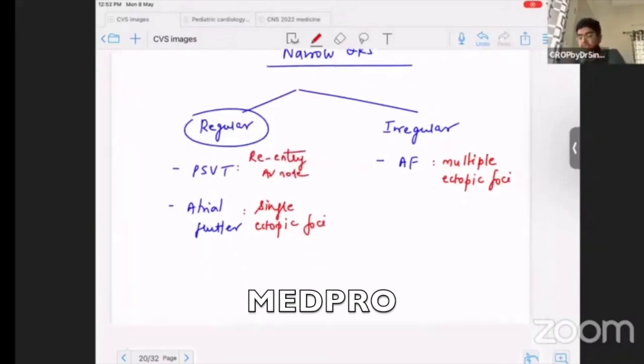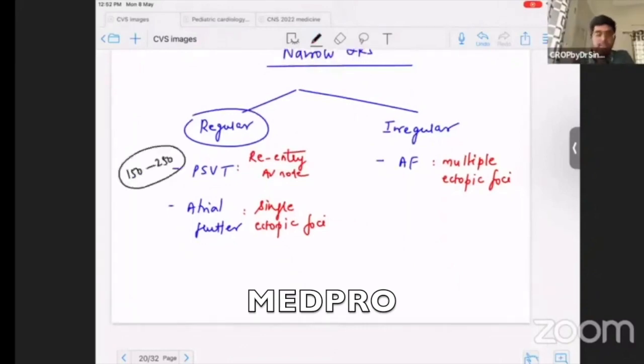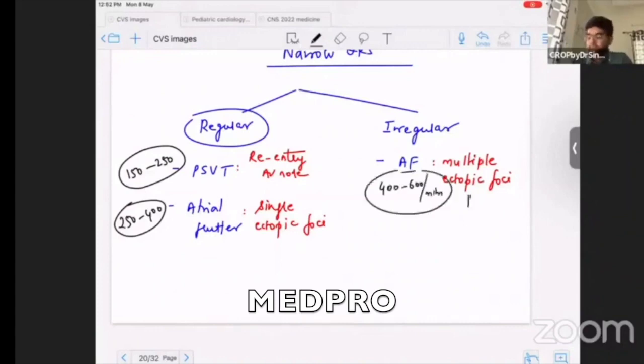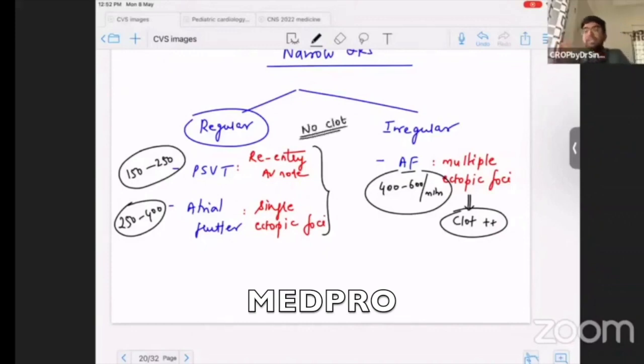Okay, right? Now, what is the heart rate looking like? In PSVT, it was something like 150 to 250 per minute, a slight increase in the heart rate. Atrial flutter was more than that, 250 to 400 per minute. Atrial fibrillation, it was 400 to 600 per minute. And in atrial fibrillation, because of multiple ectopic foci, there is also a problem of what? Clot formation. That is why in the management, you have to provide what? Direct thrombin inhibitors. However, in these two conditions, there is no clot formation, correct? So there is no need for any anticoagulation.